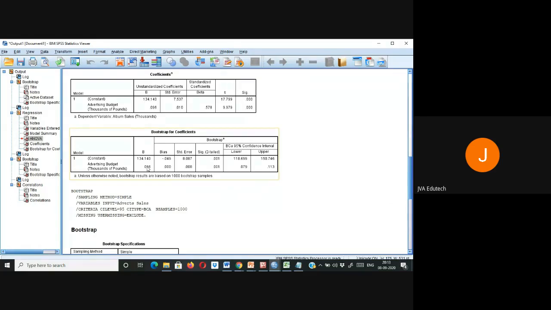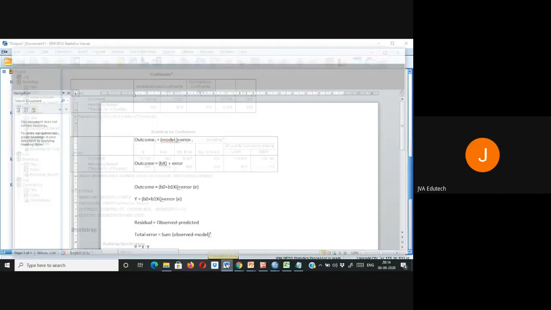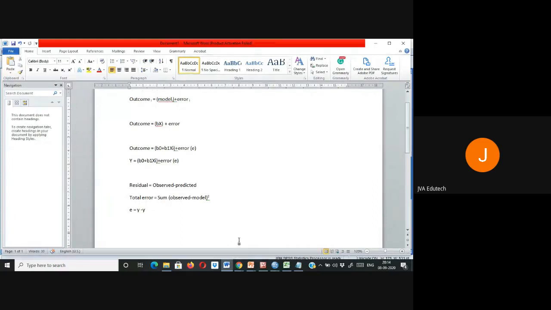So let's say if we increase our advertising budget by 1,000 pounds, then we can predict that on spending 1,000 pounds, multiplying this by 1,000, 96 extra albums could be sold. This is our overall prediction. Are you getting my point? Yes, sir. And this model stands statistically significant. So in a nutshell, you can explain the entire equation.